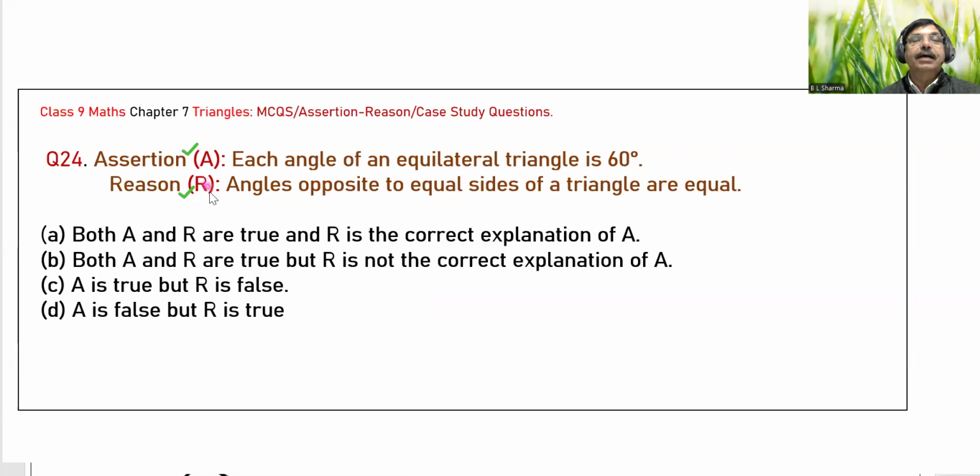Has the assertion's result come from R? Yes, because in an equilateral triangle, all sides are equal. So their opposite angles will also be equal. So R is the correct explanation of A, means A depends on R. So we can say that A is the correct option. Both A and R, assertion and reason, are true, and R is the correct explanation of A.